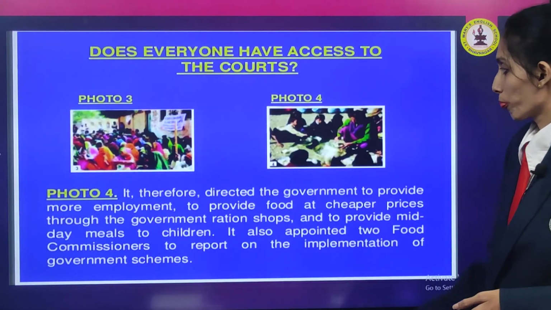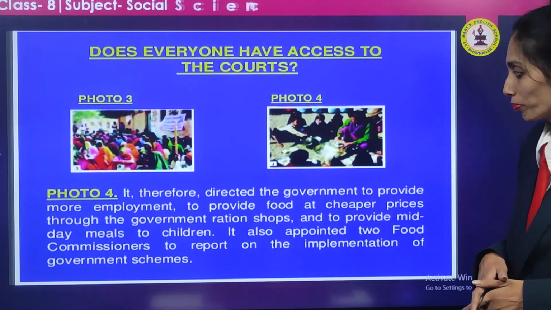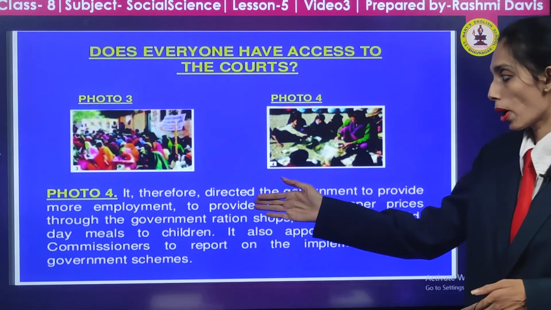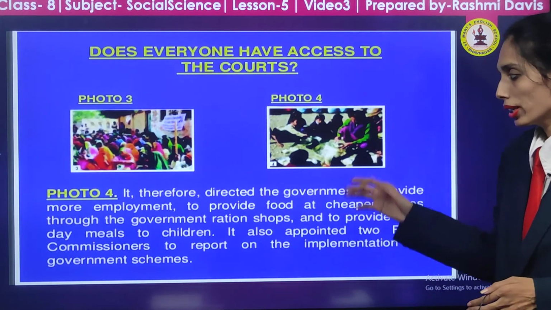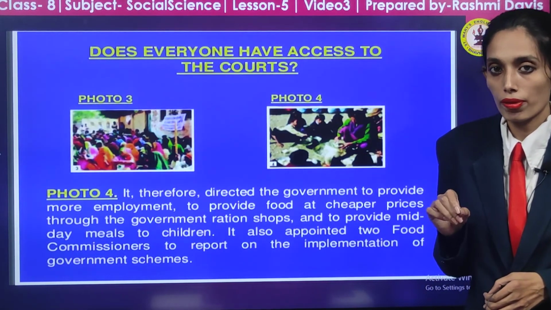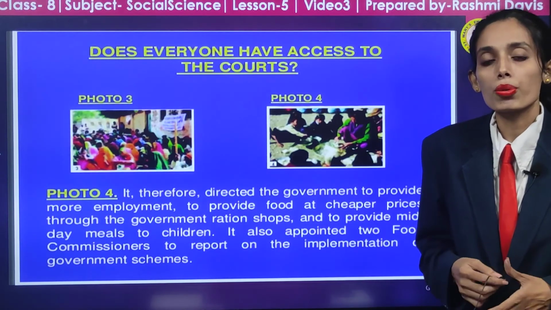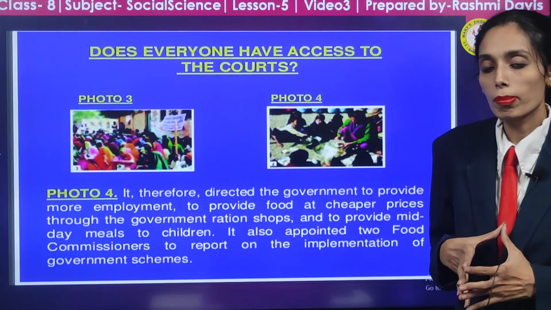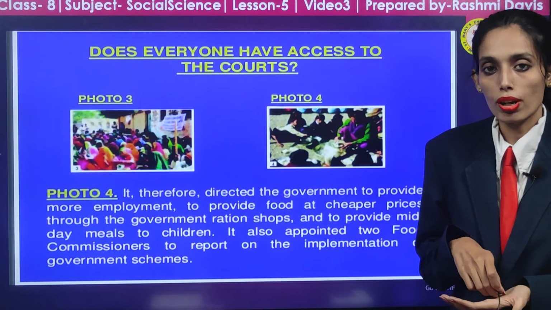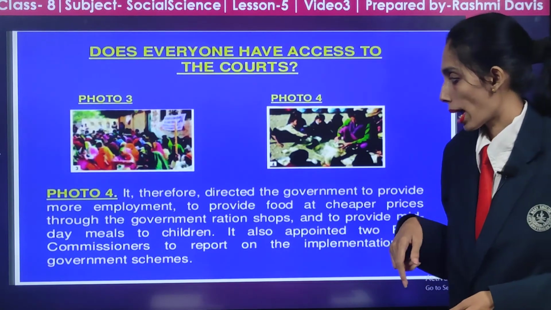Photo number 4, here you can see a lot of students who are there and a lady. It therefore directed the government to provide more employment. This is a midday meal scheme, where according to Article 21, food for life should be given, because most of the dropouts used to take place in the schools. To avoid that, this midday meal plan was started, so that at least students get nutritious food in the school, so they stay back instead of going home and they hardly could come back.